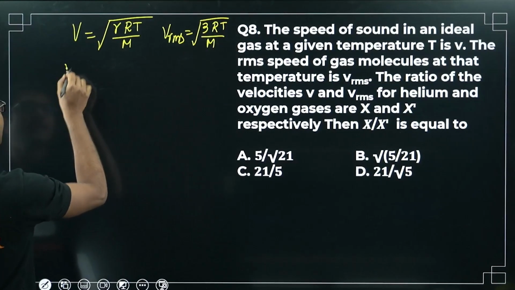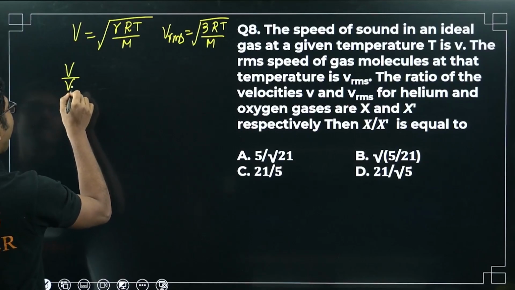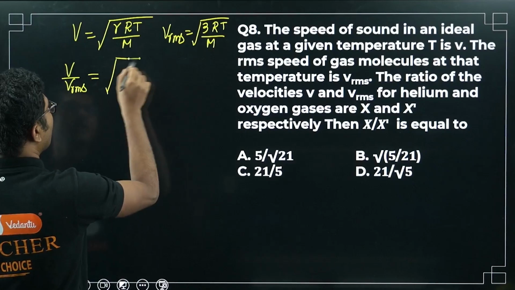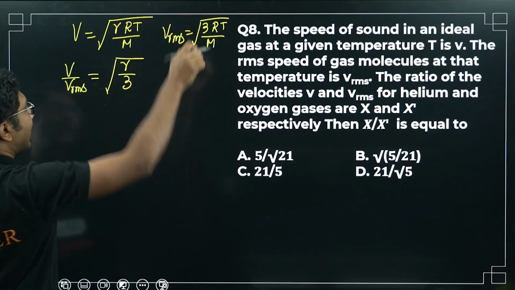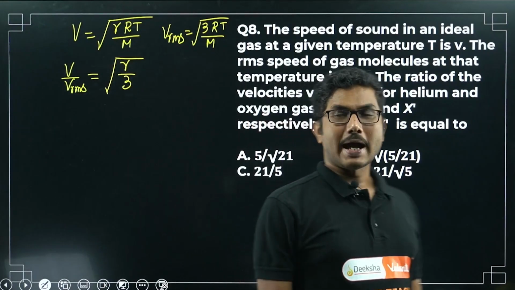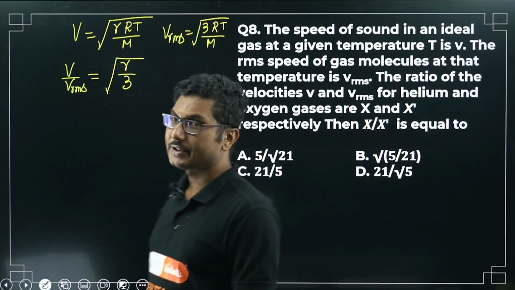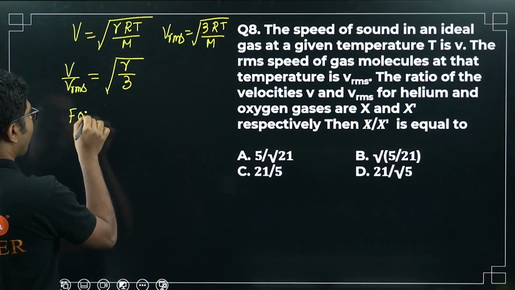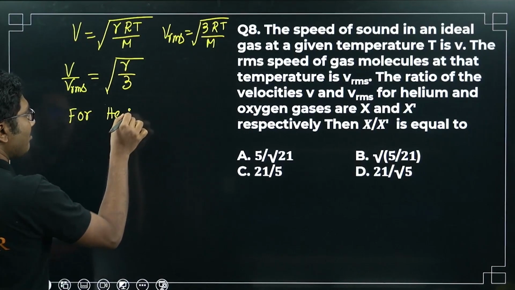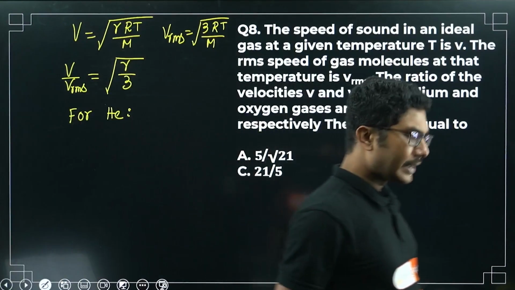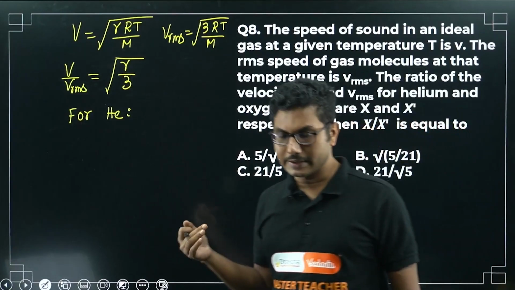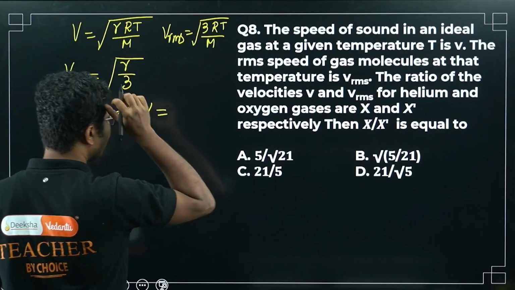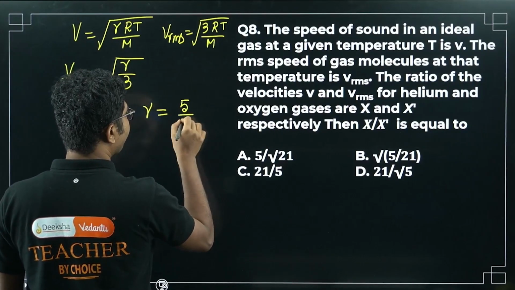So V by Vrms equals square root of gamma by 3. Everything else will cancel. You can do that and you will find V by Vrms is square root of gamma by 3. Now for helium, it is a monoatomic gas, right? We know that helium is an inert gas, so its atomicity is 1, so monoatomic gas. So for it, gamma will be equal to 5 by 3.